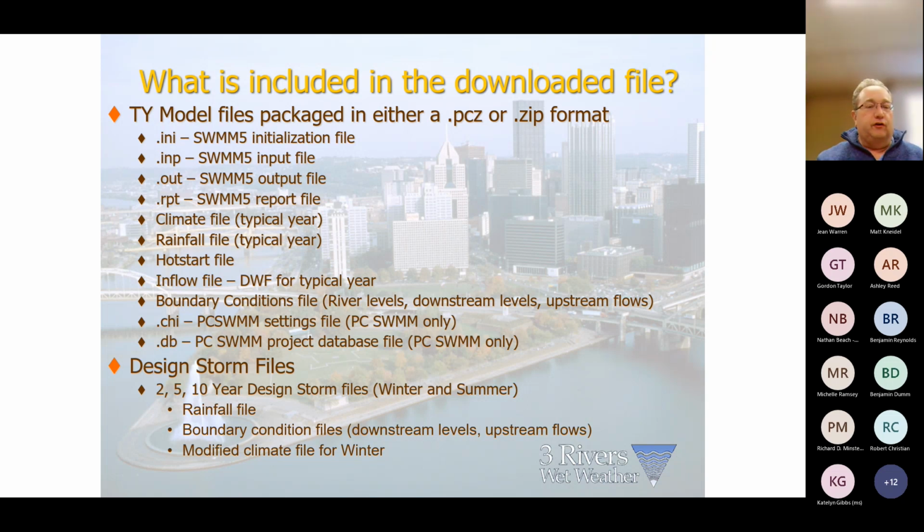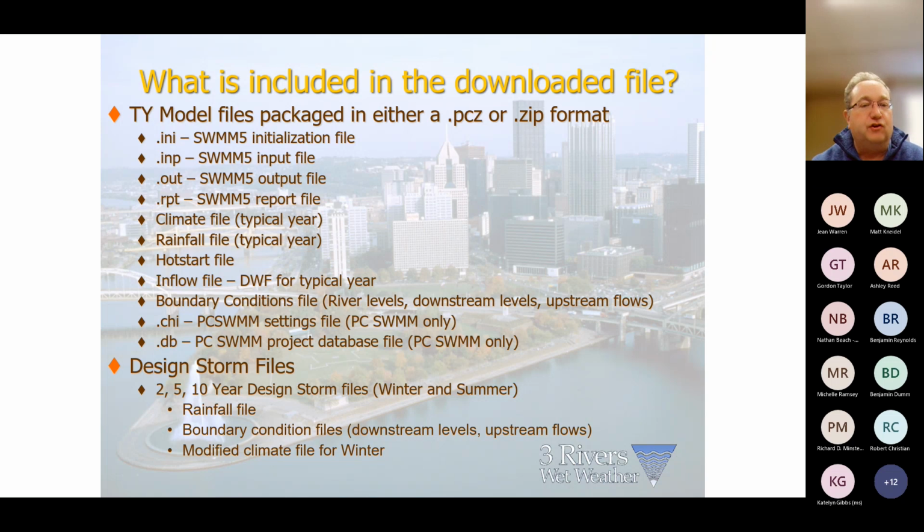As I just mentioned, we're gonna put the design storm and the typical year information all together. So you'll get one model that'll include your typical year run already in it. So that'll have your input files. It's gonna have your output files, report files, your climate, rainfall, hot start, inflow, boundary conditions, all the stuff that you need to rerun it if you needed to, but it's really gonna already come in as run. So you'll be able to look at those results right away.